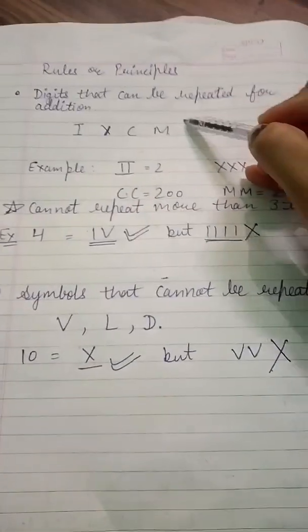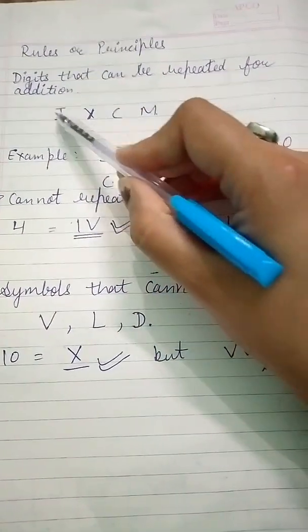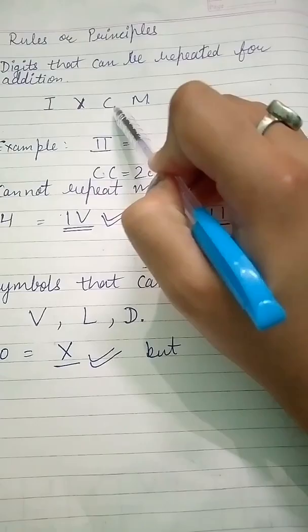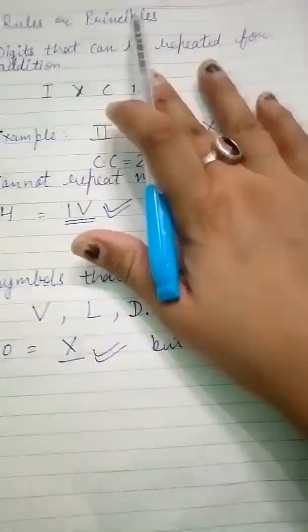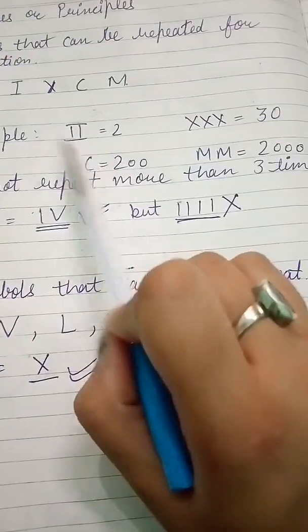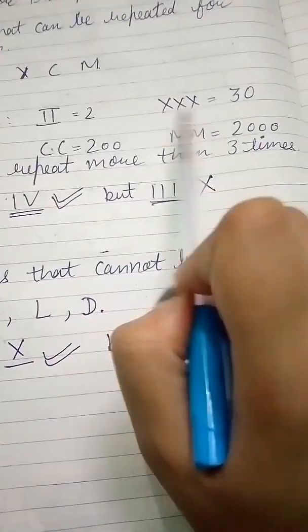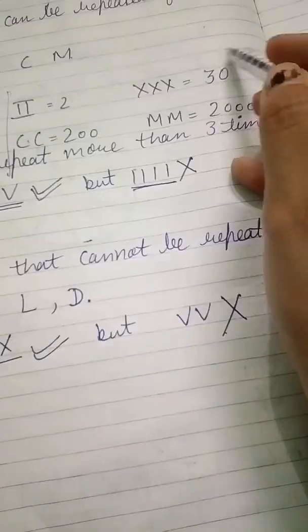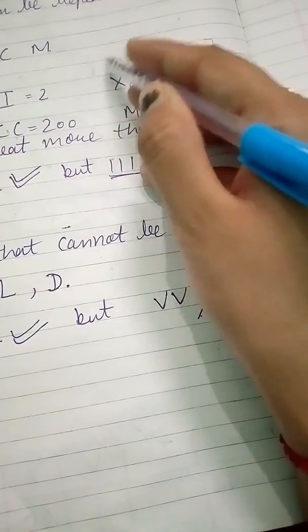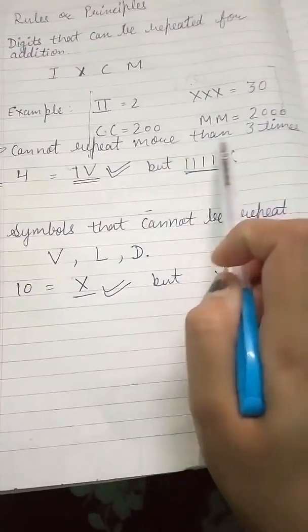Now recall the principle that digits can be repeated for addition. I, X, C, M. We can use these digits or we can repeat them in addition also. Just like I, 2 times I means 2. X, 3 times X, 30. You can easily see that these are repeating only up to 2 or 3 times, not more than that. They cannot be repeated more than 3 times.